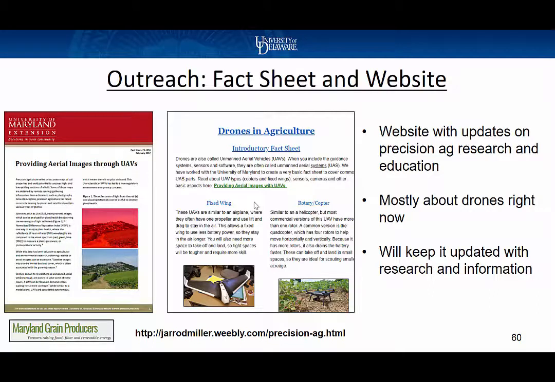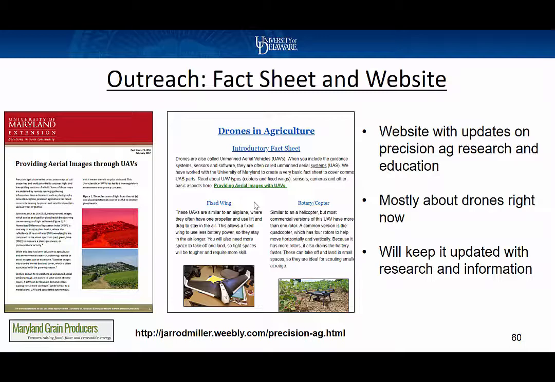So we do have some outreach. When I worked at Maryland, and we'll update it for Delaware because this was February 2017, so with drones it's way out of date already. But we did have a fact sheet I wrote with James Atkins when I was at Maryland. We have a website. I keep it private because the university always changes their online portals. So I keep the drone stuff on my personal website. All the fact sheets will be there so they won't be lost.